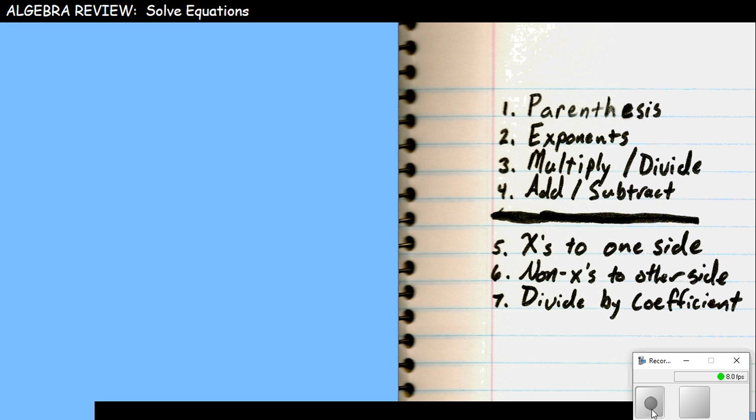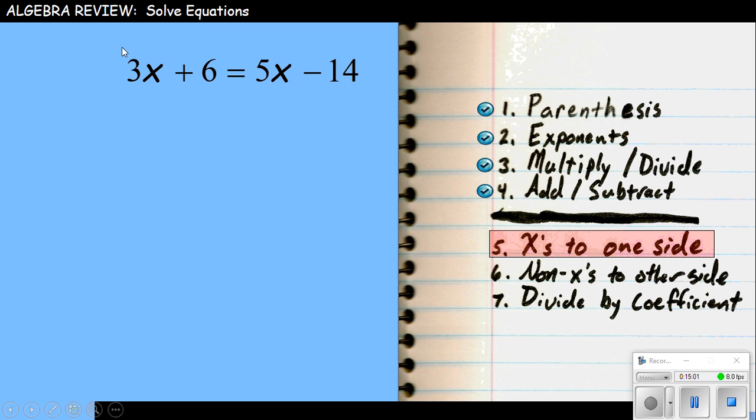In each of the problems that we've looked at so far, we've skipped this step, moving our x's to one side. This is what refers to putting our x's together when they're on different sides of the equal sign. In this case, we have a 3x on the left side and a 5x on the right side. They're not like terms because they're on different sides of the equal sign. So we have to put them on the same side of the equal sign.